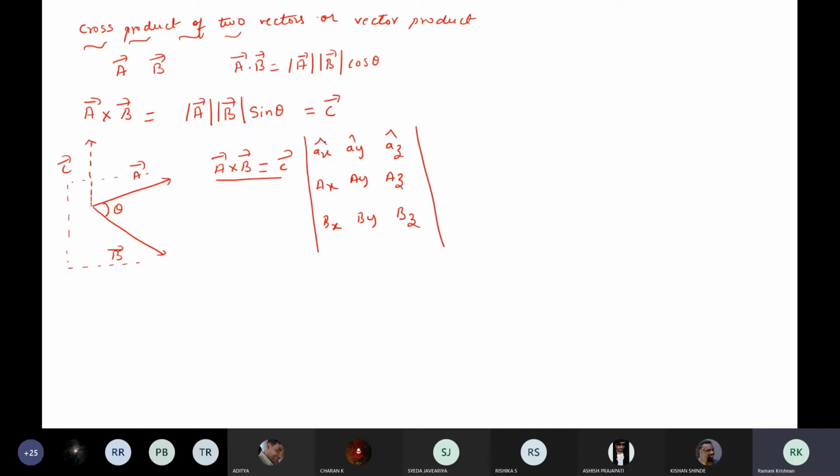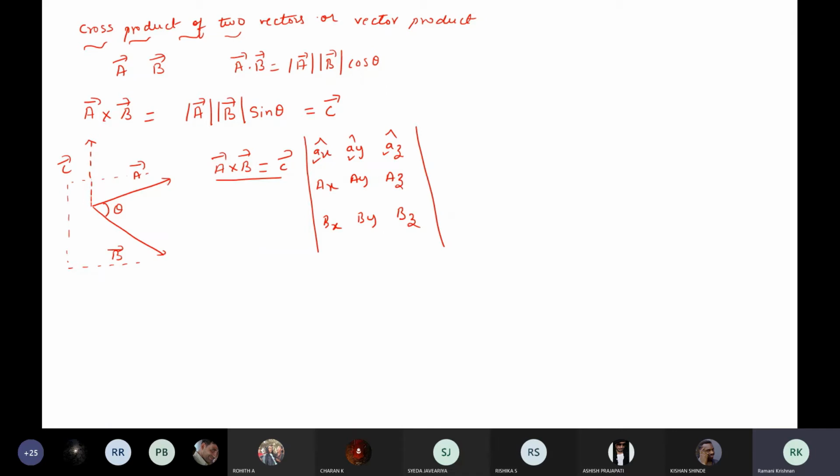Now tell me what are ax cap, ay cap, and az cap? The previous slide I showed, no? They are base vectors. And ax, ay, az are the different coordinates of this a vector, right? So this is what we saw.